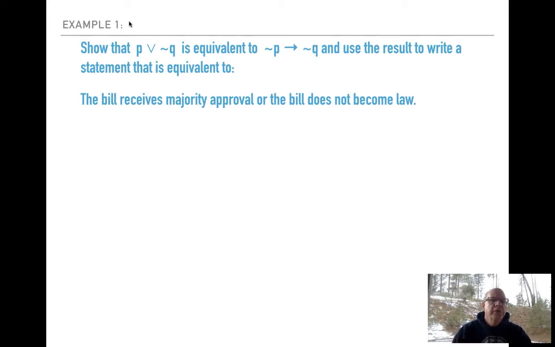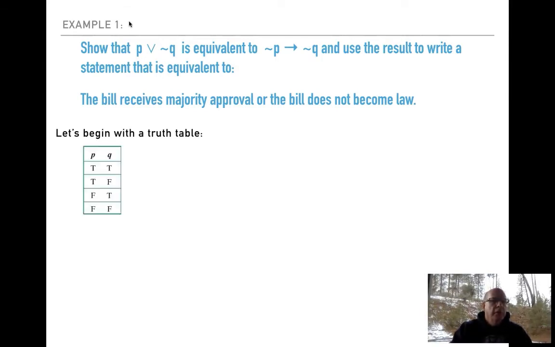So the bill receives majority approval, or the bill does not become law. That's where we're going to try to create an equivalent statement to this statement. Okay? So the first thing we're going to do is start with the truth table. And so our normal way we begin a truth table is with P and Q. P being true, true, false, false, and then Q being true, false, true, false. So we look at all the combinations.